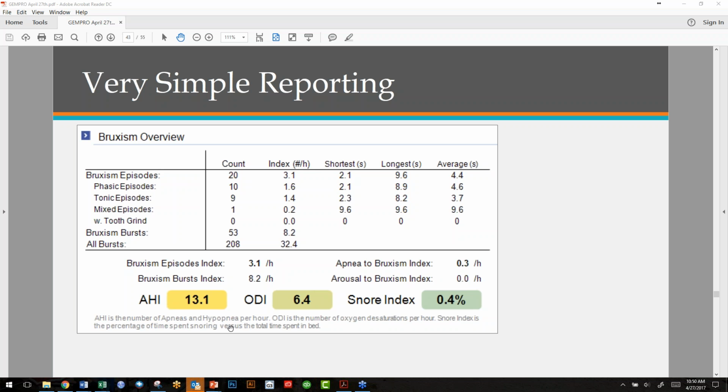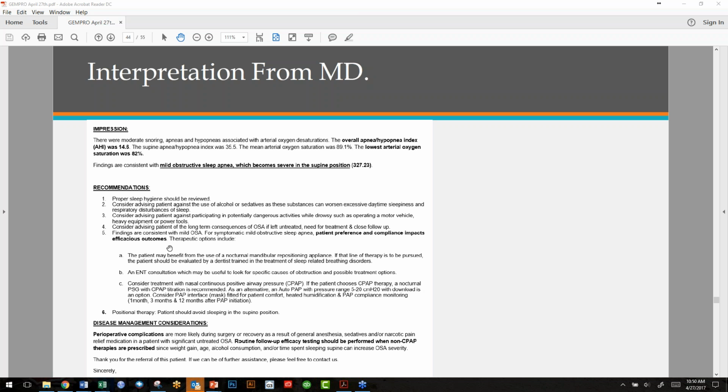Here's a report. We talked about the AHI a little earlier, the ODI, the oxygen desaturations. There's a count of clenches and grinds per hour and a snore index. Here is actually a report from a physician, and the physician will provide two things, a diagnosis and a code.